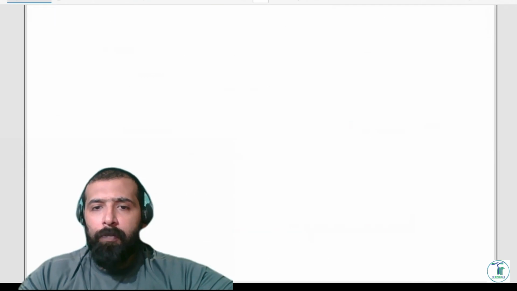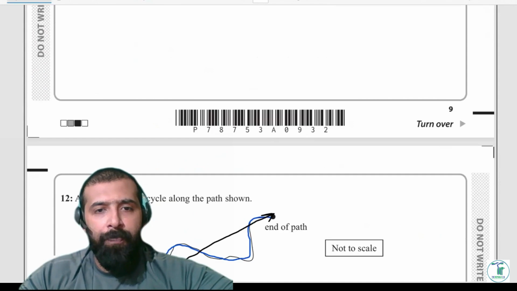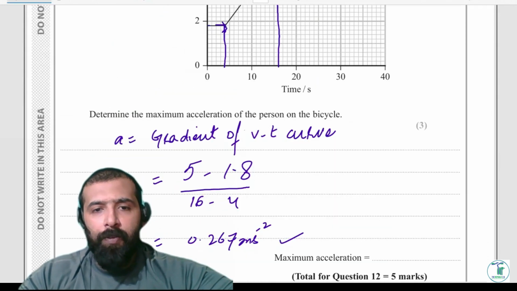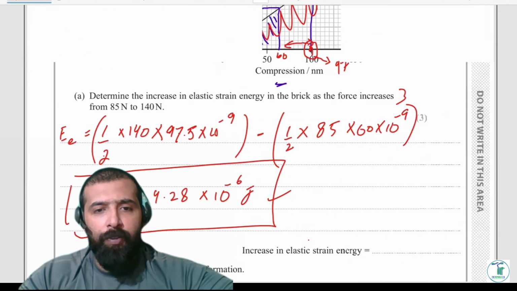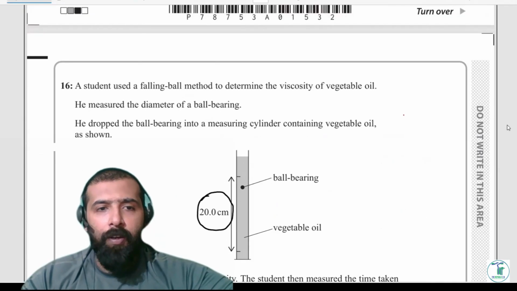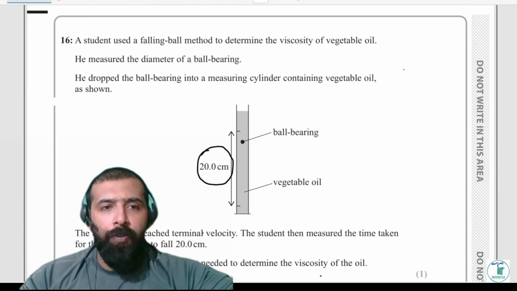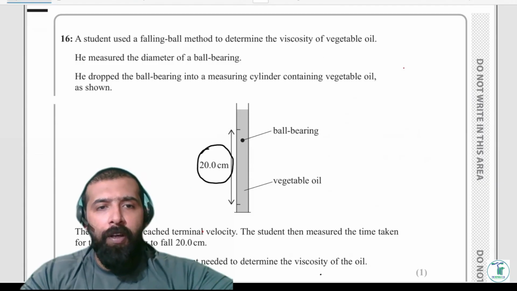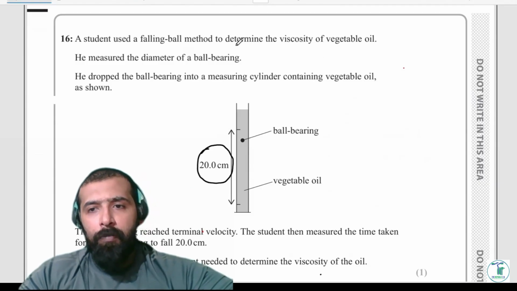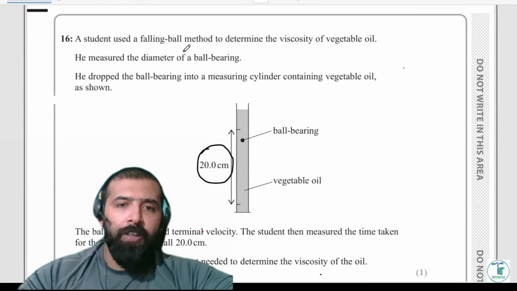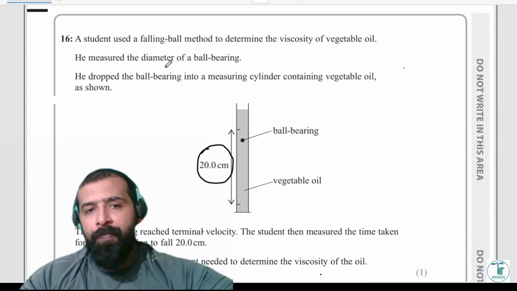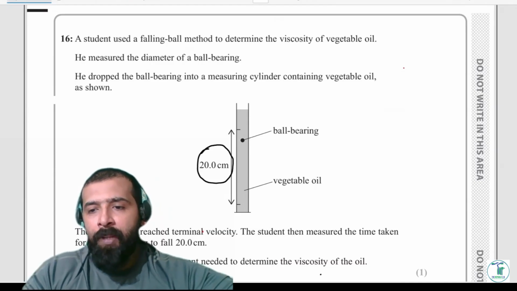So we'll start from the part where we left off last time, and we've got question number 16 right over here. A student used a falling ball method to determine the viscosity of the vegetable oil. He measured the diameter of a ball bearing. He dropped the ball bearing into a measuring cylinder containing the vegetable oil.